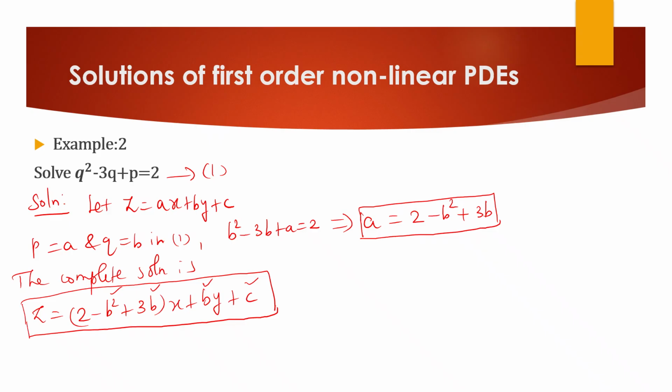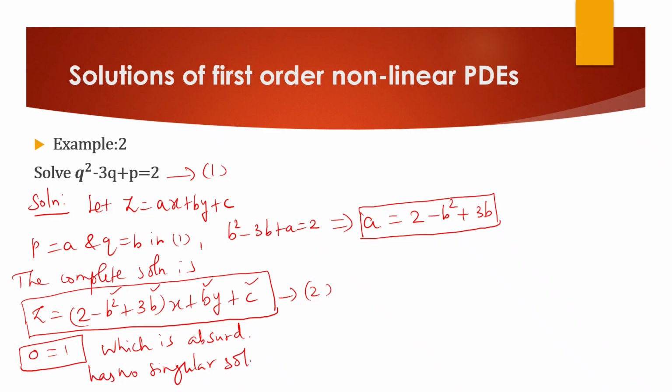So next we have to find the singular solution by differentiating this complete solution with respect to the arbitrary constants. So differentiation of this equation with respect to c gives 0 is equal to 1, which is absurd again. As I said already, type 1 form of nonlinear PDE has no singular solution. So how to find the general solution?